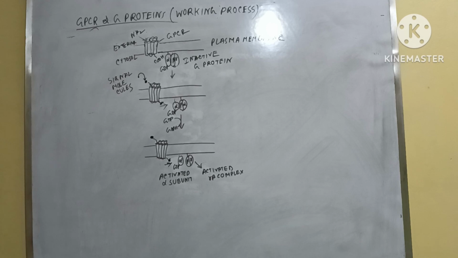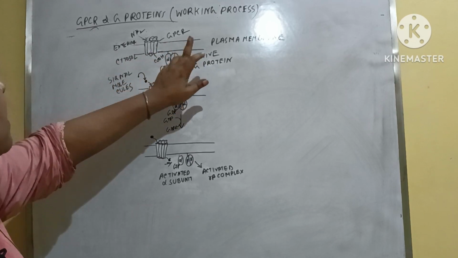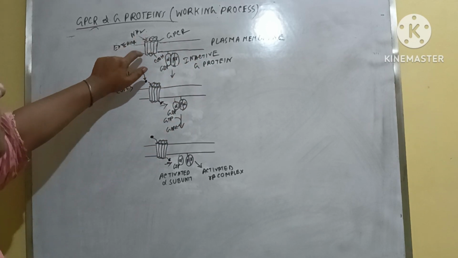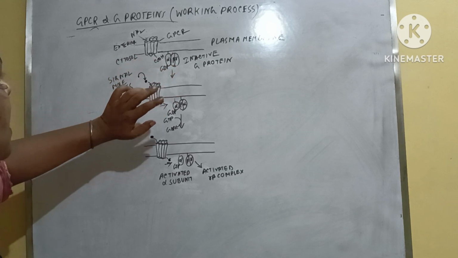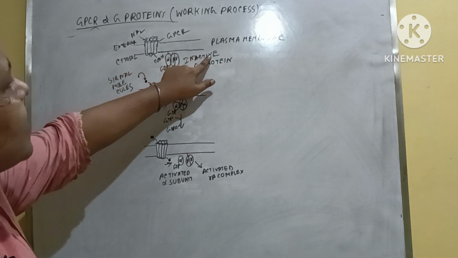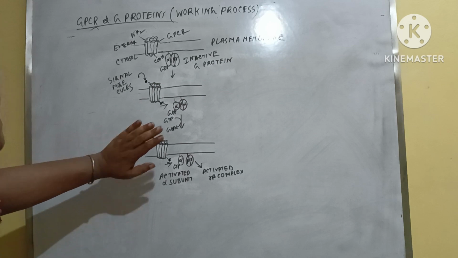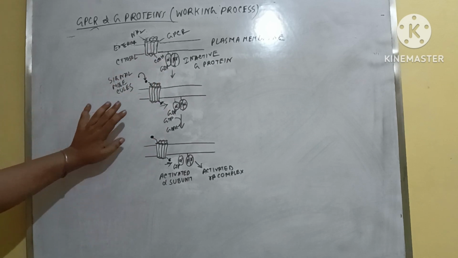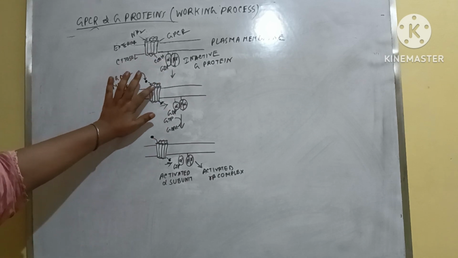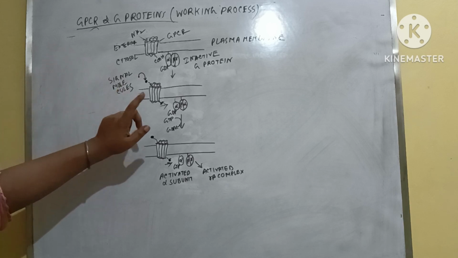Okay, so this is the brief structure. This is the plasma membrane, and this is the GPCR, and this is the G protein. And this situation is the inactivated G protein. Clear? In the second step, when the signal molecules just attach to the GPCR, then what happens?